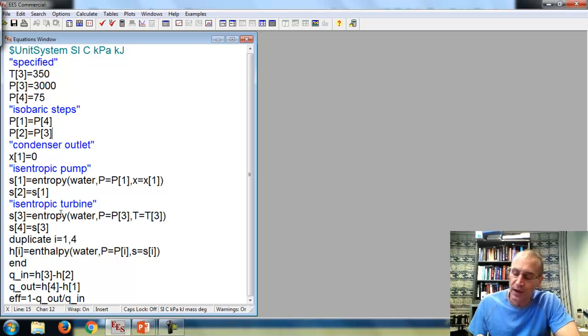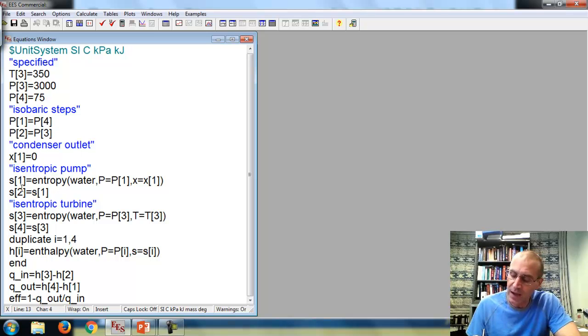And now we're going to go ahead and look at a couple other things that are true of the ideal cycle. As we mentioned, the condenser outlet is a saturated liquid. So the quality at point 1 is going to be 0. So I specify quality at 0. And then I've got my isentropic pump. So I'm going straight up on that TS diagram.